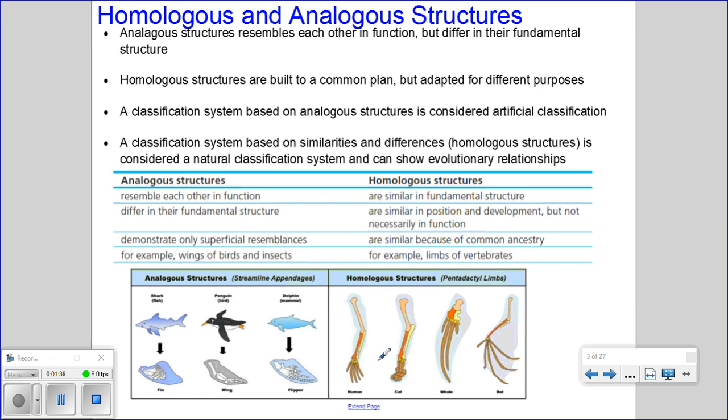Now, a classification system based on analogous structures is considered an artificial classification and does not show evolutionary relationships. A classification system based on similarities and differences, i.e. these homologous structures, is considered a natural classification system and can show evolutionary relationships. And in these classification systems, we are trying to show how things are related evolutionary-wise.